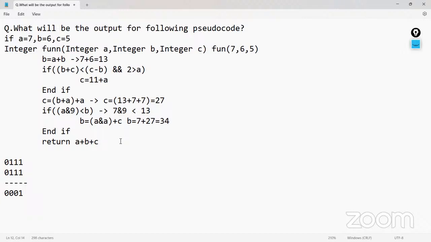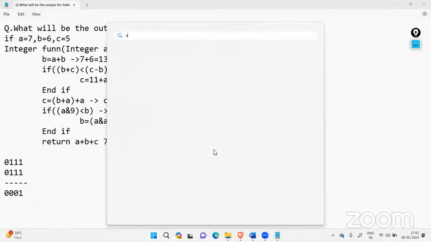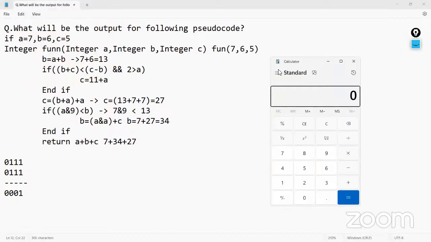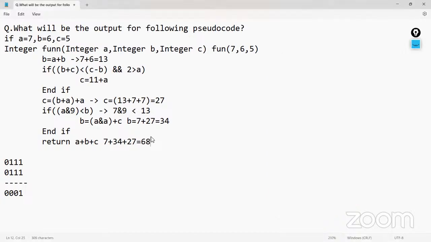Now, if it is 34, we have A. A doesn't change, so that is 7, plus the value of B, which changes here to 34, and the value of C, which changes here to 27. Okay, now let us calculate this. Anyway, in exams you have a calculator on your screen. If you want, you can calculate with the calculator as well to save time. So 7 plus 34 plus 27 becomes 68. And 68 is the right answer here.